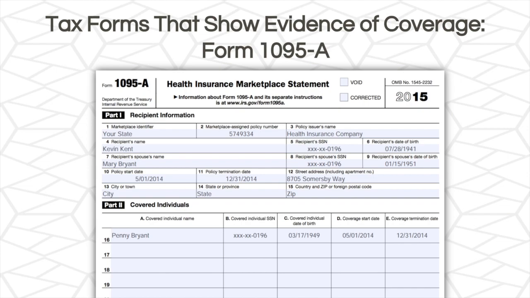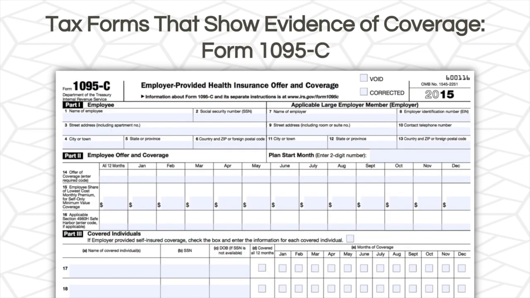So the Form 1095-A will also indicate healthcare coverage, and this is going to be for anyone that purchased insurance through the marketplace. So everyone that gets insurance through the marketplace is going to have this form, and they have to have this form in order to fill out the health insurance section in TaxSlayer.